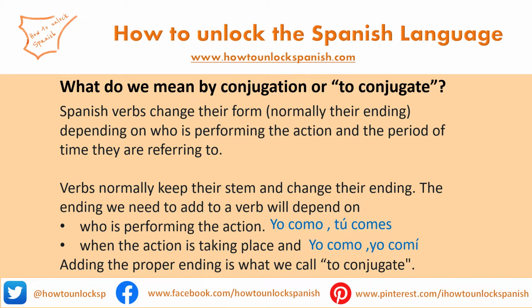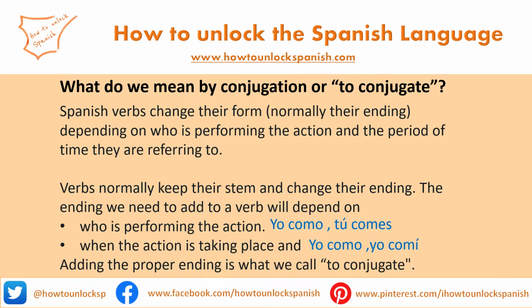For example, if I am the one performing the action, if I eat, I will say yo como. So I will use the stem com, but I will change the ending to o. So I will say yo como, I eat. If it's you eat, so you are the one that is eating, I will have to say tú comes. I will have to keep the stem com but change the ending to es to express you eat. So normally I will only say comes because you is implicit in the ending.